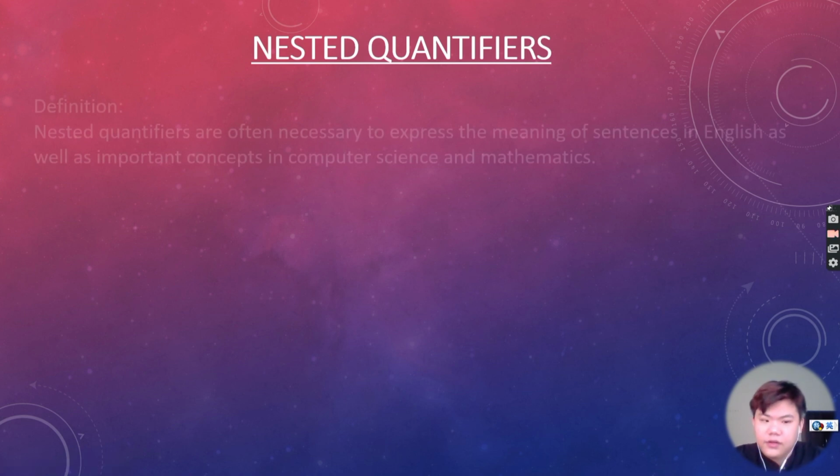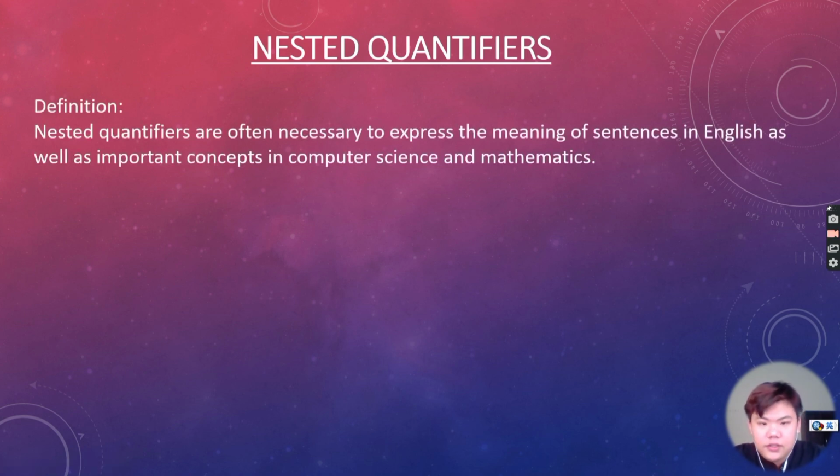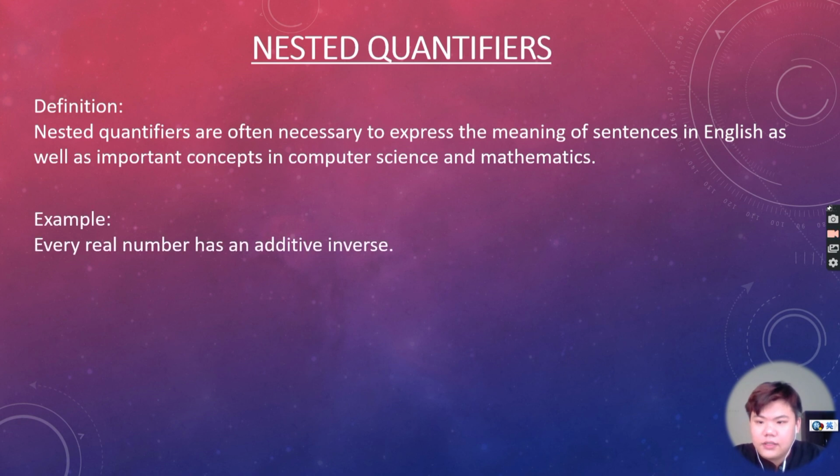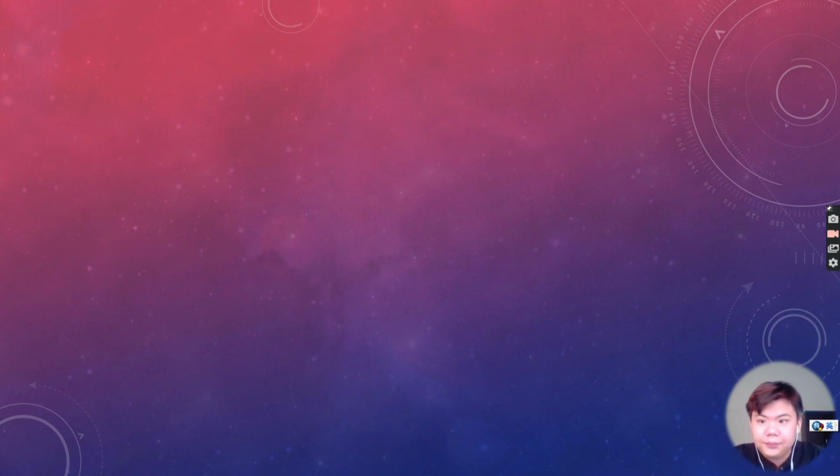Okay, first is the definition. Nested quantifiers are often necessary to express the meaning of sentences in English, as well as important concepts in computer science and mathematics. I prepared an example. Example: every real number has an additive inverse, and it can be translated as for all x there exists y such that x plus y equals 0. I think this example is quite easy, so I also prepared another example.